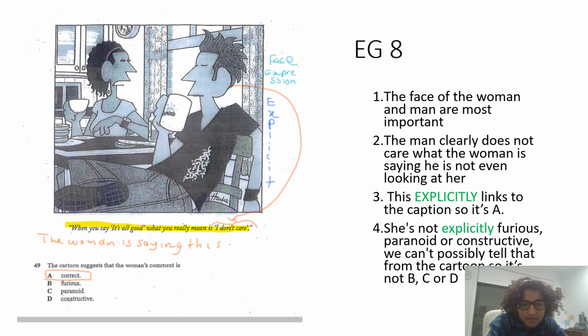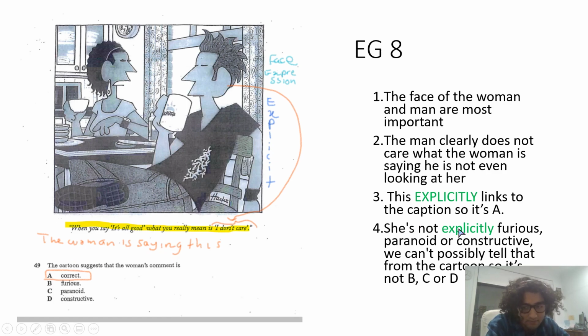This explicitly links to the caption. So the man is not caring at all about what the woman's saying, right? That's explicitly linking to the caption. So the answer is A, which is correct. It is correct because the cartoon seems like this guy is not caring at all about what the woman's saying, so it's correct.